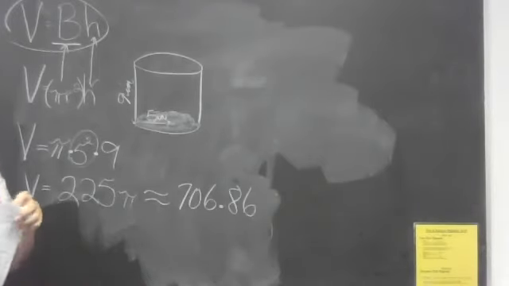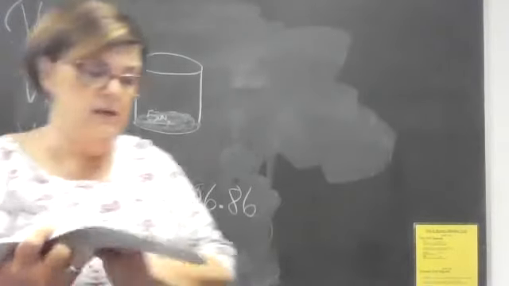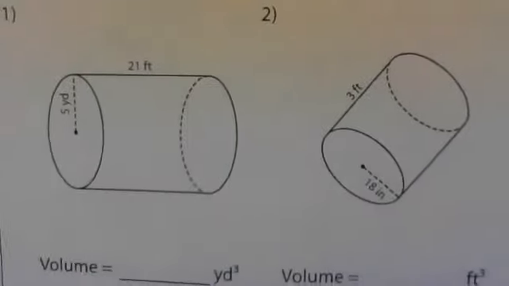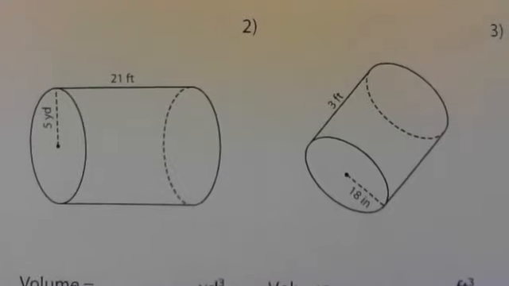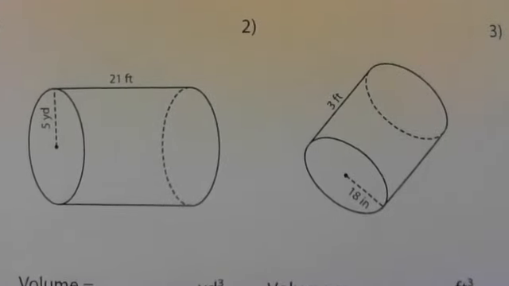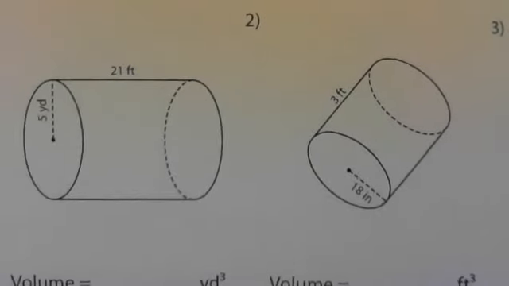And again, they're going to test you in conversion of units. Look at number 1 on page 16. And if you'll notice, it's a cylinder, and we're going to be finding the volume, and it shows us the radius. However, it shows the radius in yards and the height in feet. So we're going to have to convert.